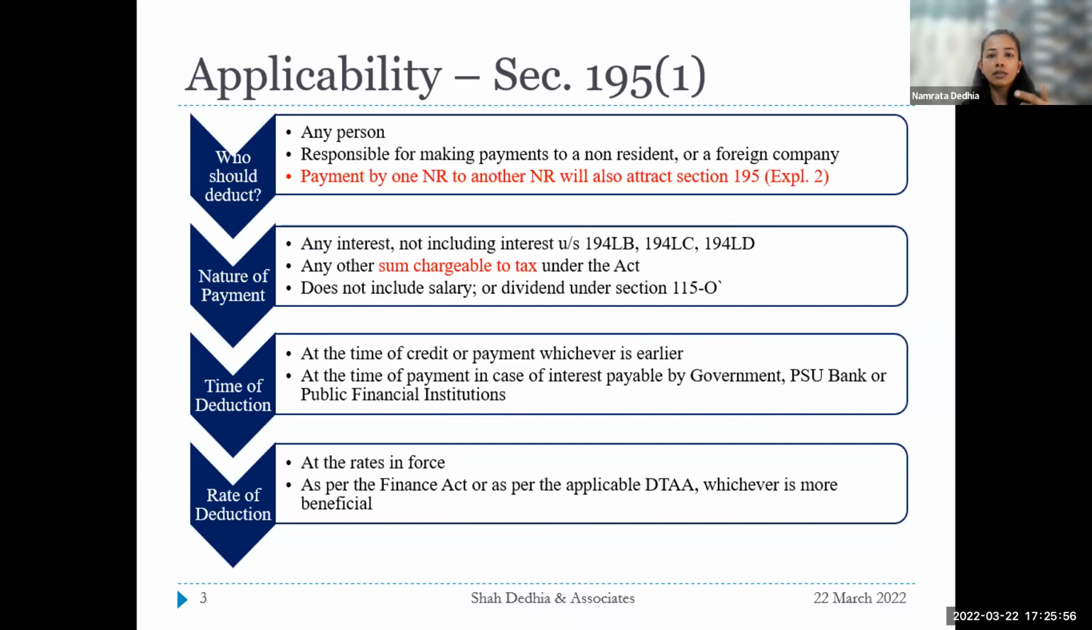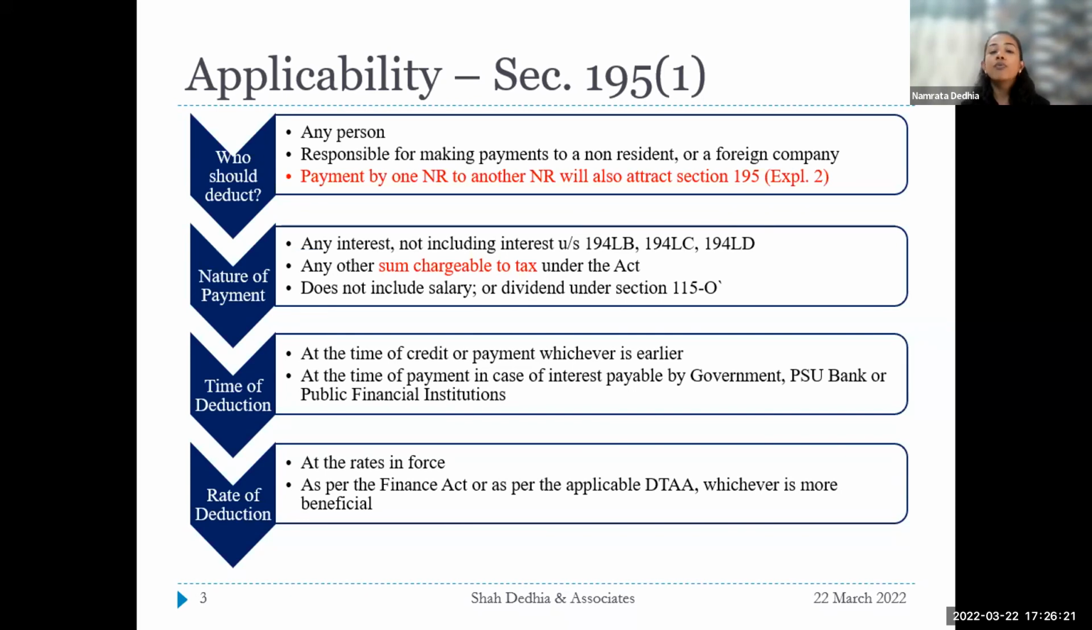So one is the rates in force, which is given in the Act. Two is we look at also the rate as per the Finance Act, and then we look at the rate as per the applicable DTAA. Because we are dealing with payments being made to non-residents, Section 90 subsection 2 will take us to the DTAA, and if the provisions of the Act are more beneficial, they will apply, else the provisions as per the DTAA will apply.